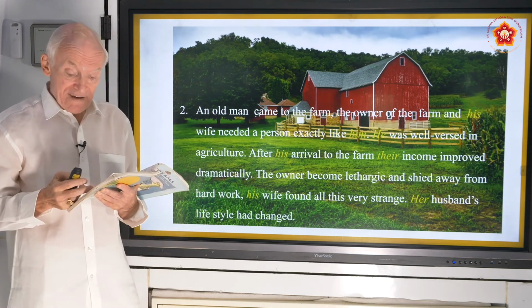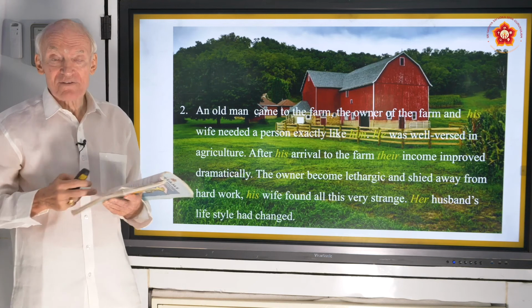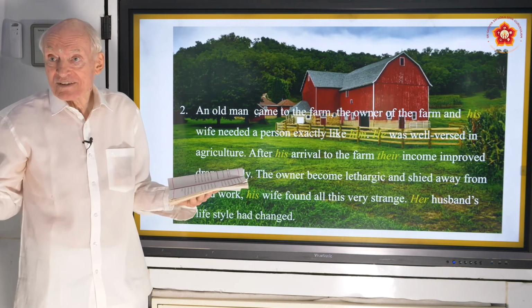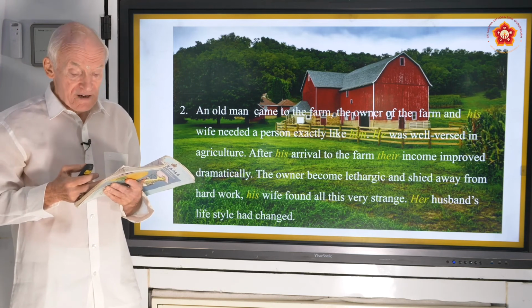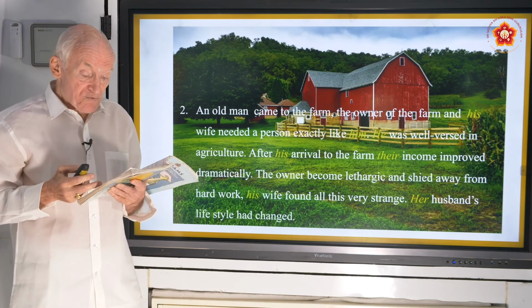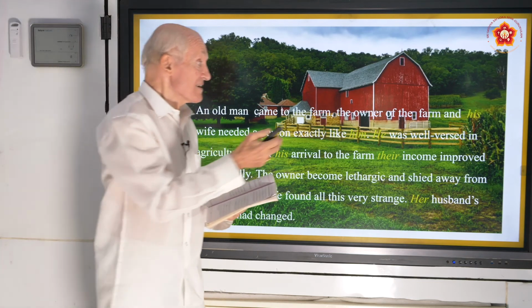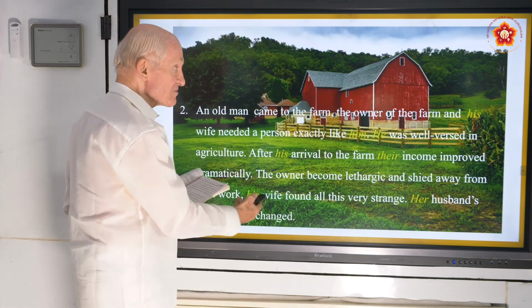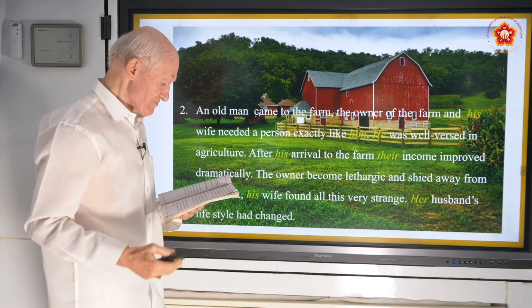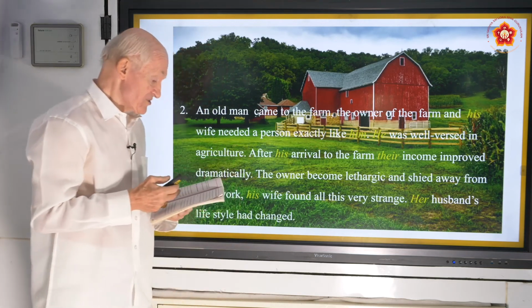It improved dramatically. The owner became lethargic. He had so much money and he wasn't working, he became lazy, became lethargic, and shied away from hard work. His wife, whose wife? The owner of the farm and his wife. His wife, his refers back to the owner of the farm. His wife.